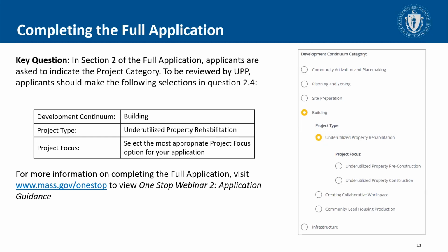Completing the full application. In section 2 of the full application, applicants are asked to indicate the project category. To be reviewed by UPP, applicants should make the following selections in question 2.4. Development continuum, building. Project type, underutilized property rehabilitation. Project focus: select the most appropriate project focus option for your application. For more information on completing the full application, visit www.mass.gov/onestop to view One-Stop Webinar 2, Application Guidance.